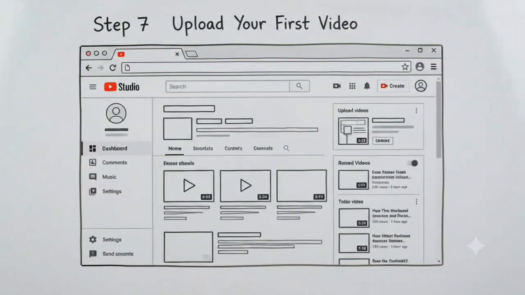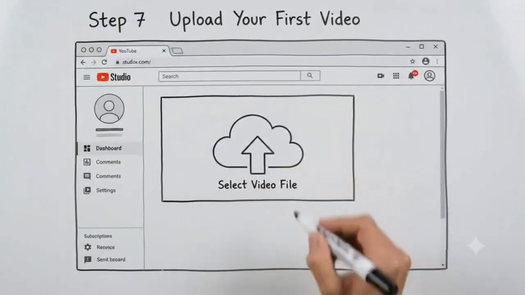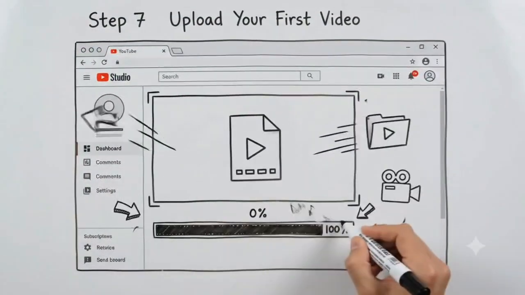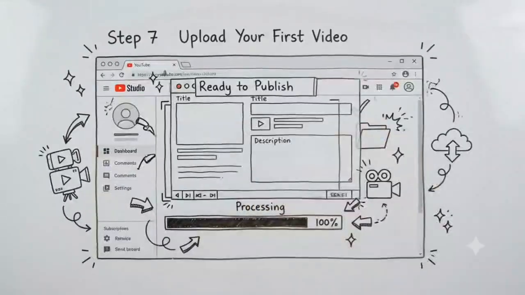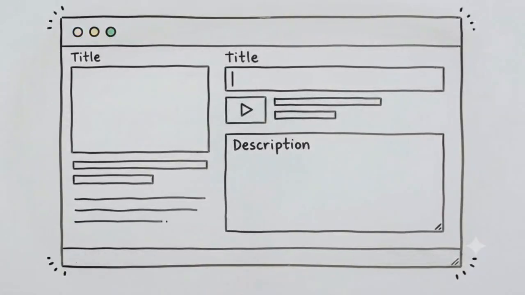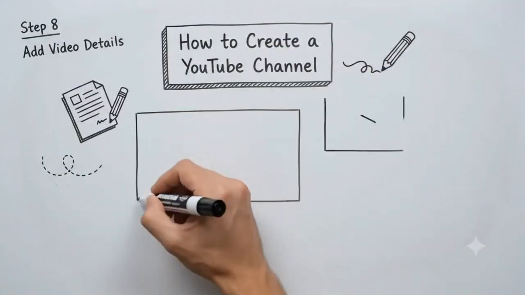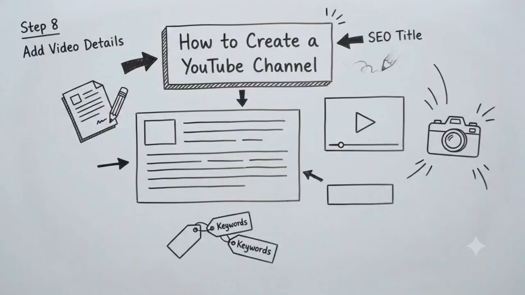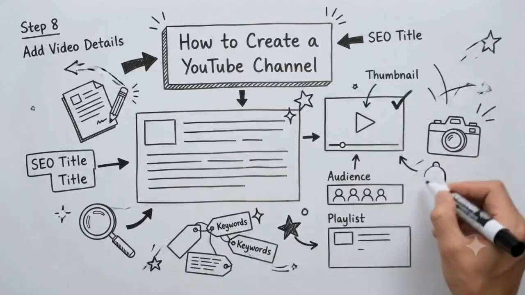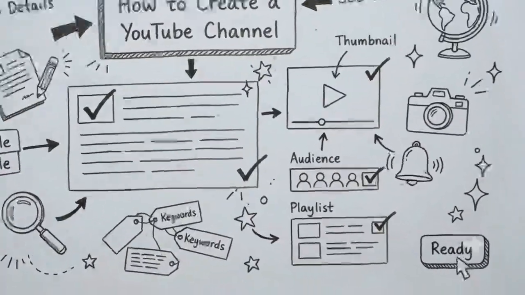Click the Create button. Choose Upload Videos and select your video file. Wait for the upload and processing to finish. Add a clear title. Write a helpful description. Upload an attractive thumbnail. Choose your audience. Add the video to a playlist.